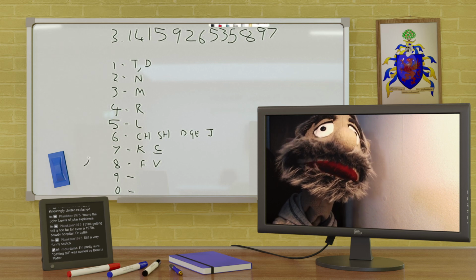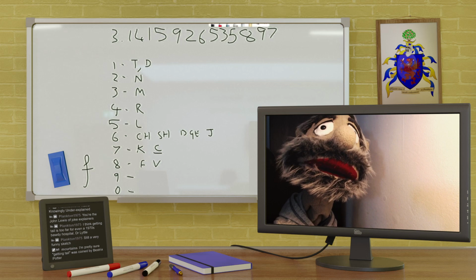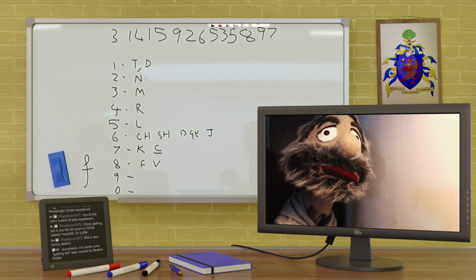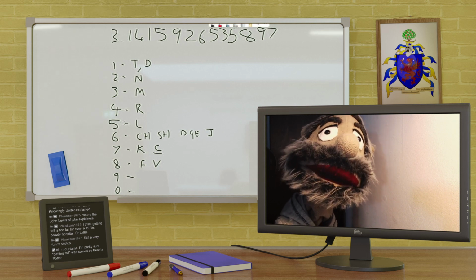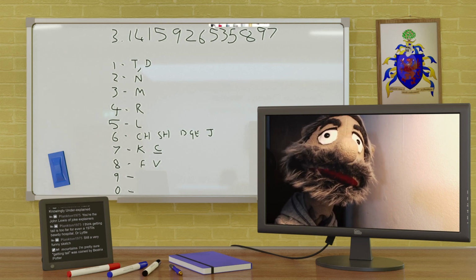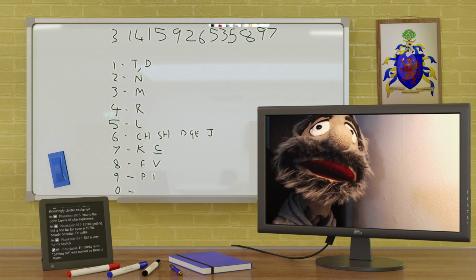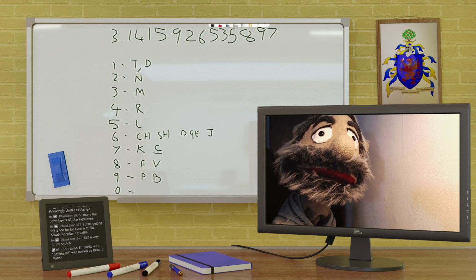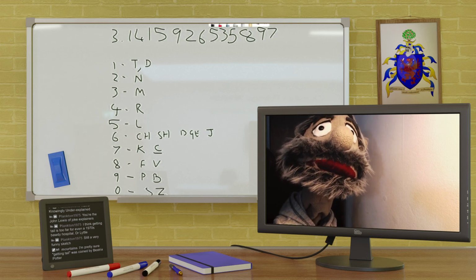I like it because that way of drawing an F resembles an 8 in my head. So that's why I do it that way around. And 5, L is the Roman numeral for 50. 9, we have P or B, so those are the plosives. And for 0, we have S and Z.